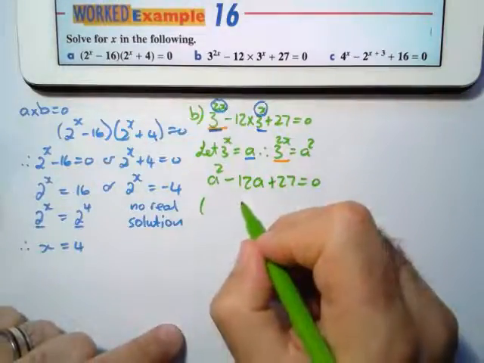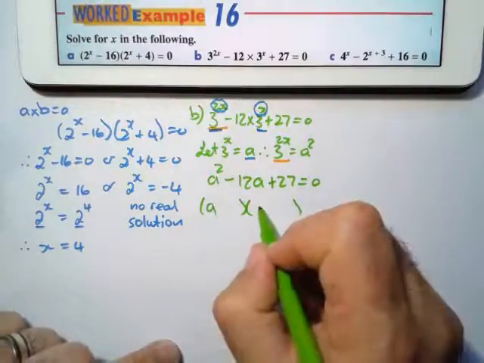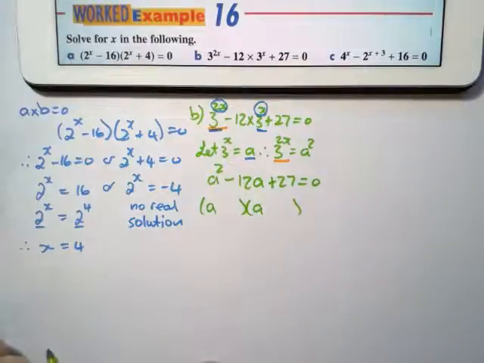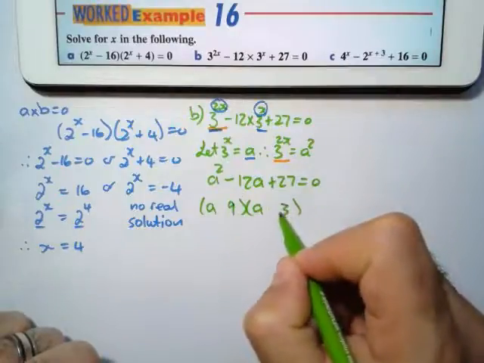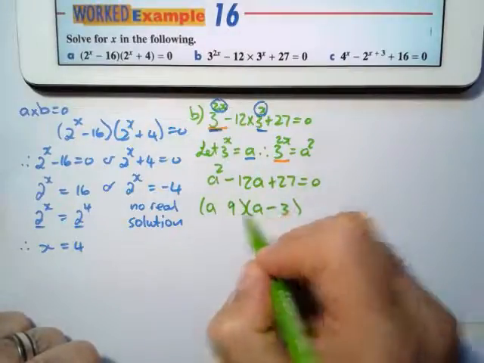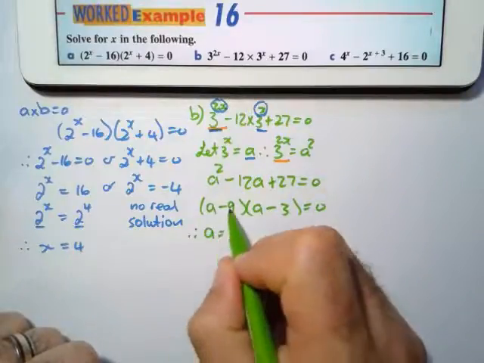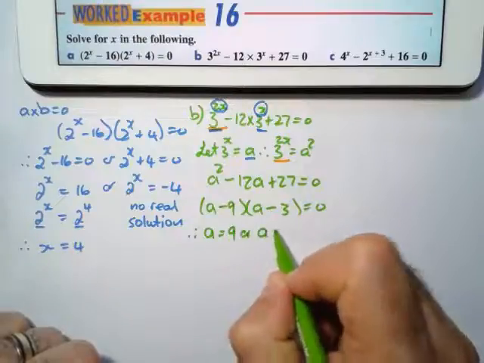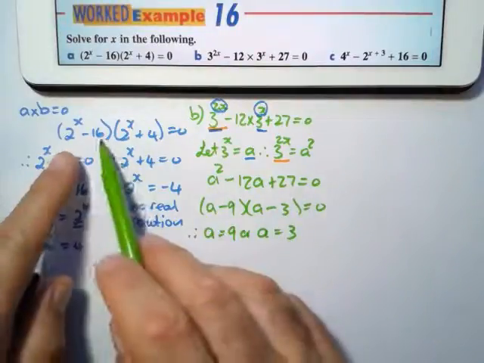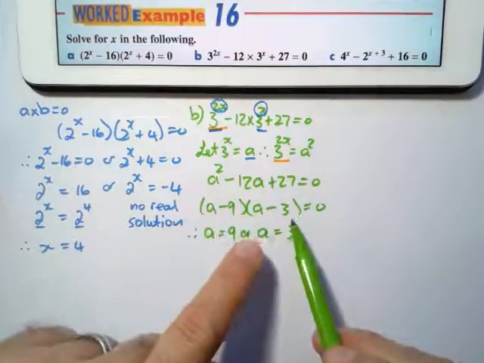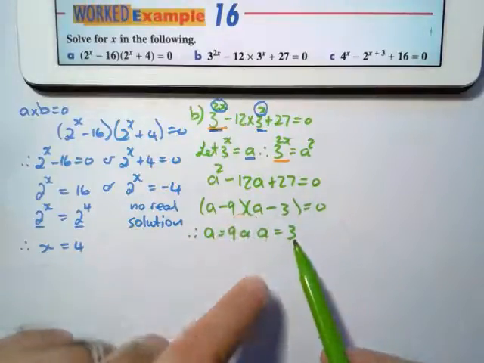I can use then my calculator or my brain to say that this is a, this is a. For 27, we have 9 times 3, and for that it is a negative and a negative, which equals 0. Therefore, I can say a equals 9 or a equals 3. So if you don't get that, then you have to go back and say a minus 9 is 0, which means a equals 9, or a minus 3 is 0, which means a equals 3.